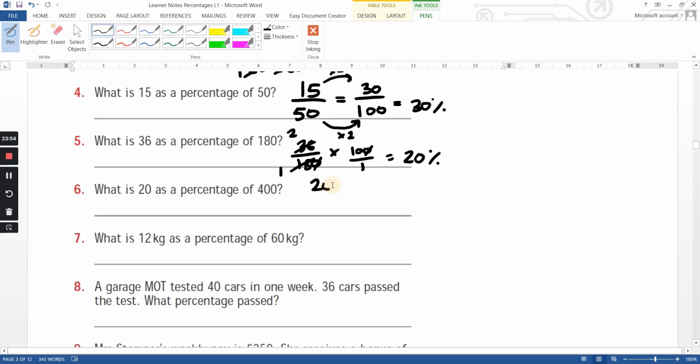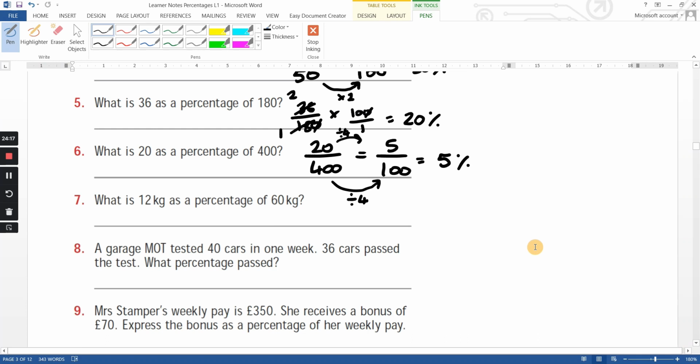Next one. I'll tell you what, let's do it this way. It's a good way of doing it. I'm going from 400 to 100. I'll have to divide by 4. Same for that. How many 4's going into 20? It's going to be 5. So it's 5%.